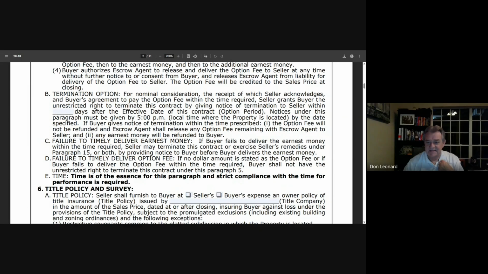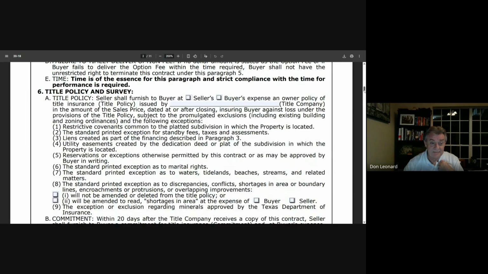All right, Section 6. Section 6 is title policy and survey. Probably this is the longest provision in the contract. So A talks about the title policy and who's going to pay for the title policy, and it is negotiable, either buyer or seller. In a resale, a lot of times we see the seller paying the owner title policy, and we see the buyer paying the one for the lender, the mortgagee's title policy, if there is a lender. And of course, the title policy is going to be issued by our title company. It'd be the same title company we have listed up in Section 5.